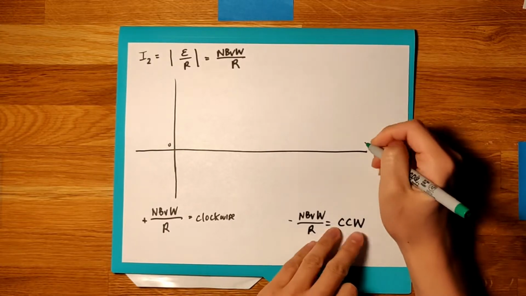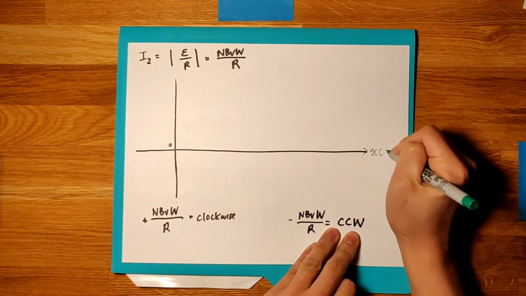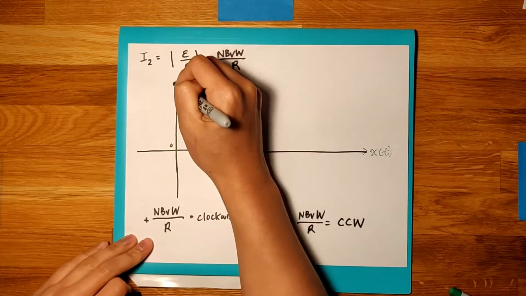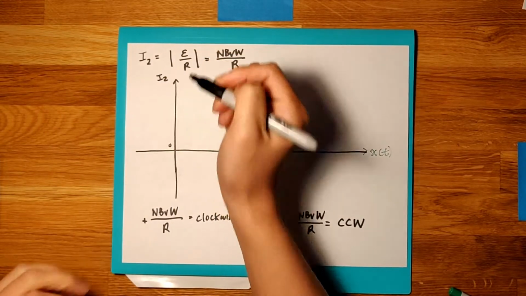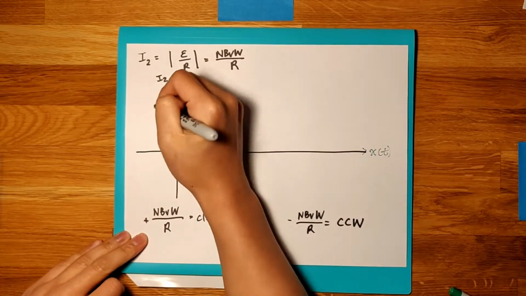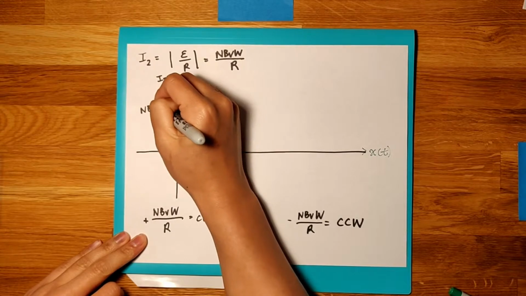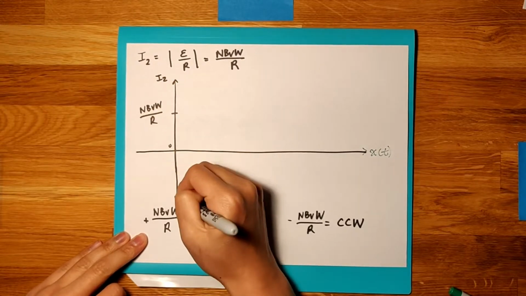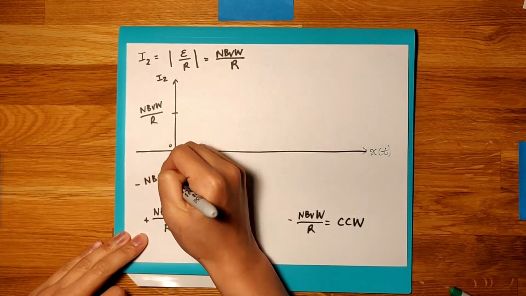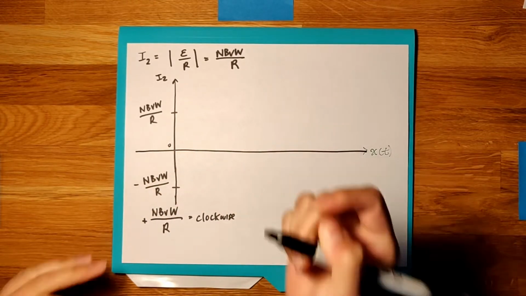So let's just call this axis x of t and call this our induced current I2. We'll label this as MBVW over R, and this will simply be the negative MBVW over R.